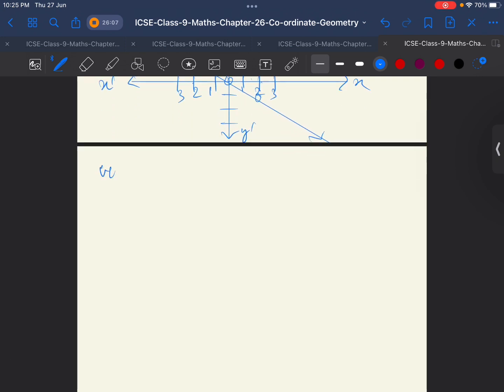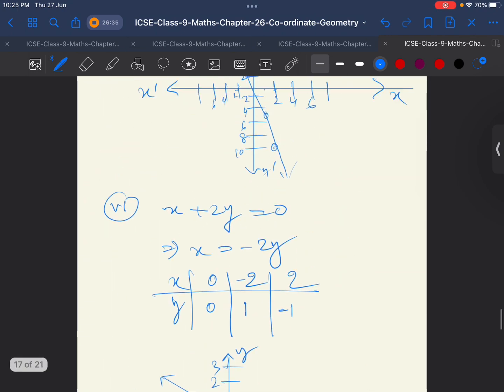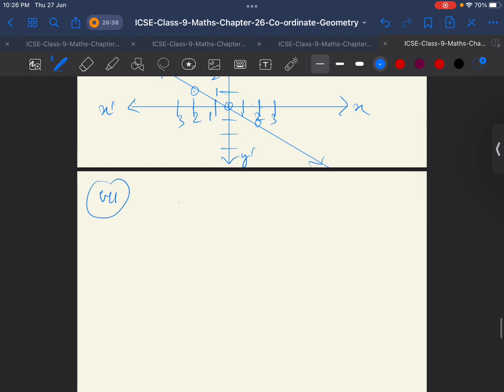Now 7, x minus 1 by 3 minus y plus 2 by 2 equals 0. Sorry, this is not a question. The question is here. Now we solve 6. Now 7, 4x minus y equals 0, which implies y equals 4x.